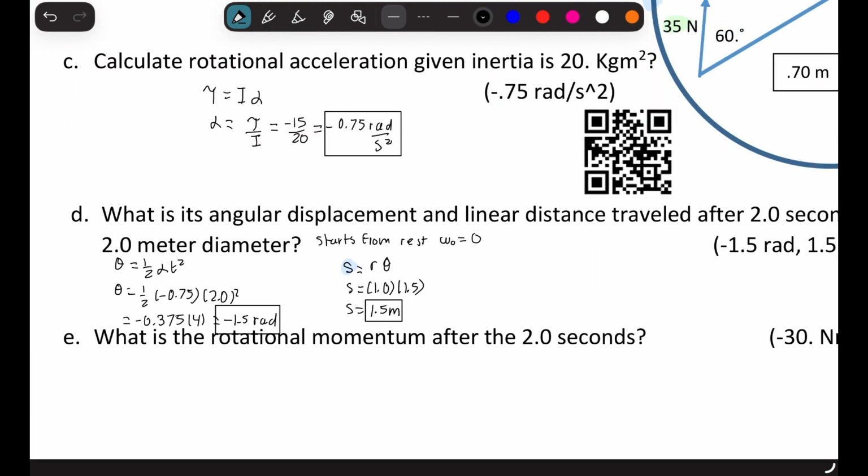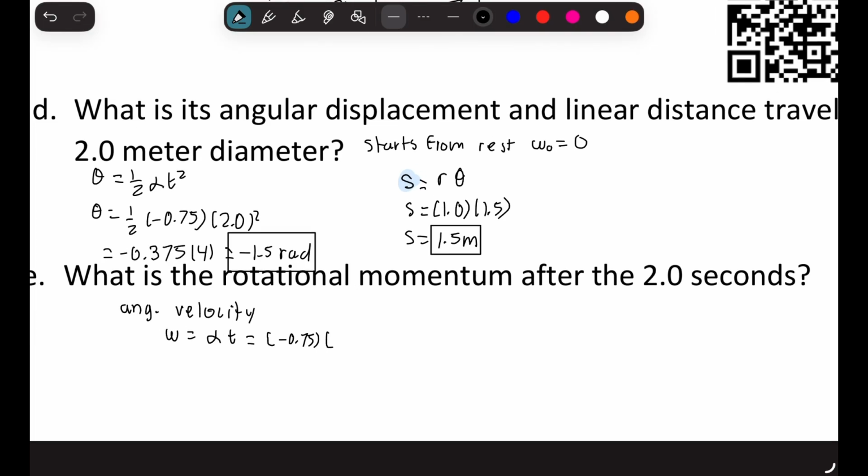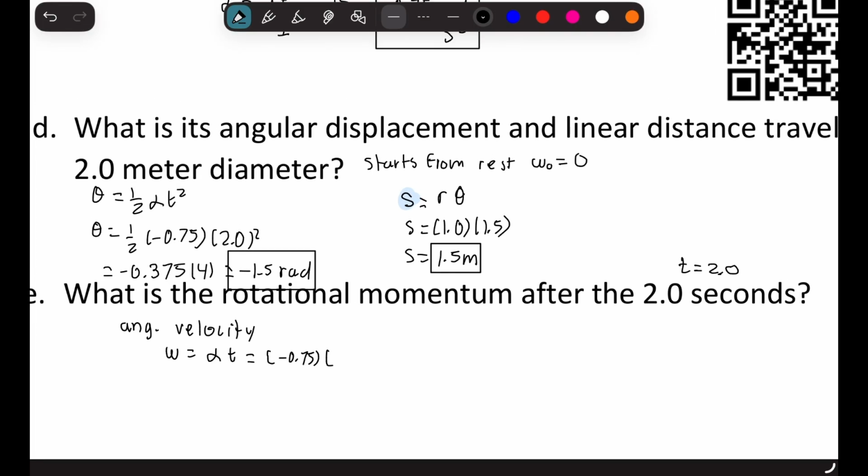What is the rotational momentum after 2 seconds? So in order to find the rotational momentum, we have to first find the angular velocity. Angular velocity omega is going to equal angular acceleration times t. If we plug in, angular acceleration is negative 0.75, and time is 2 seconds, so t is equal to 2.0. That is going to equal negative 1.5.